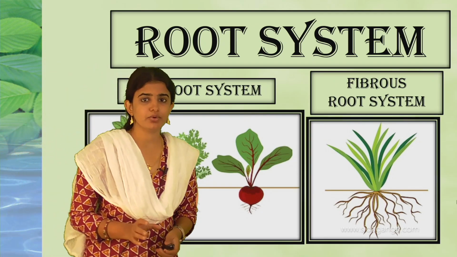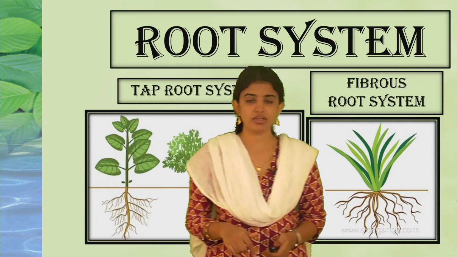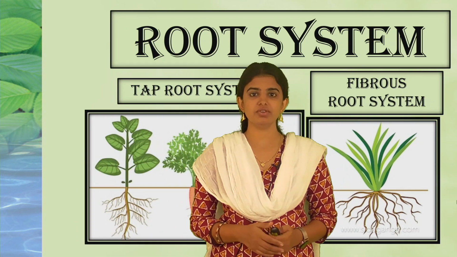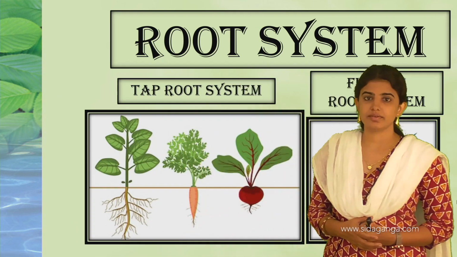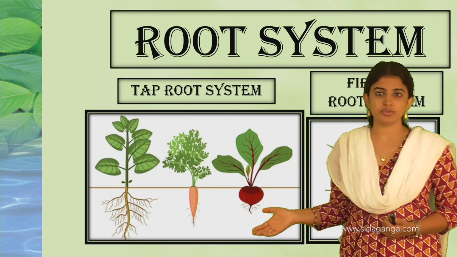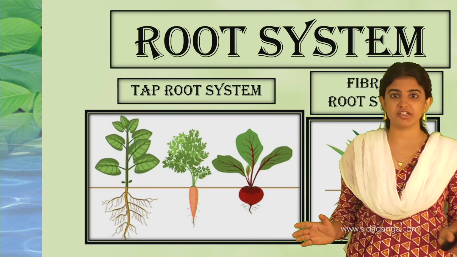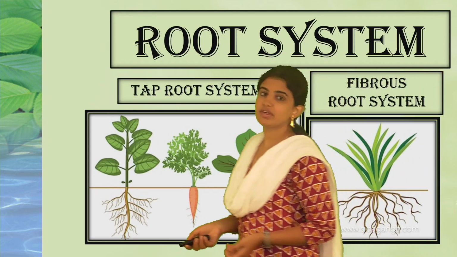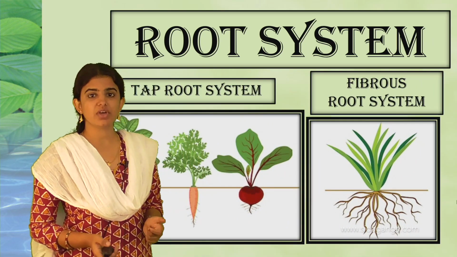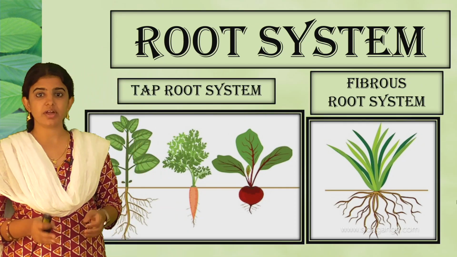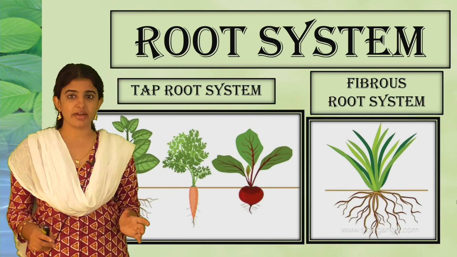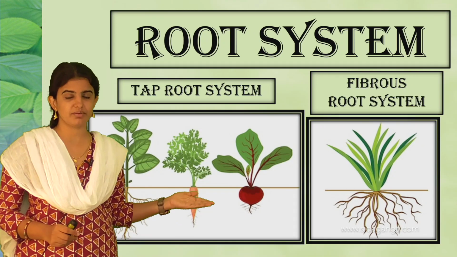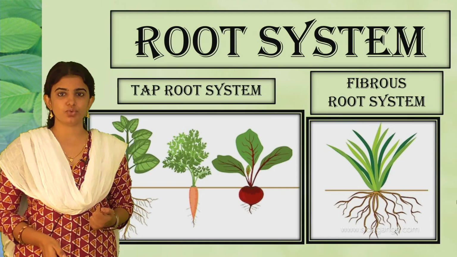See, the taproot has an elongated structure which goes deep into the soil, and it has lateral roots present in the sideways direction. Next one is the fibrous root. Fibrous roots are those roots which are thin in structure, almost all equal in size, and which arise at the base of the stem. These are the fibrous roots.